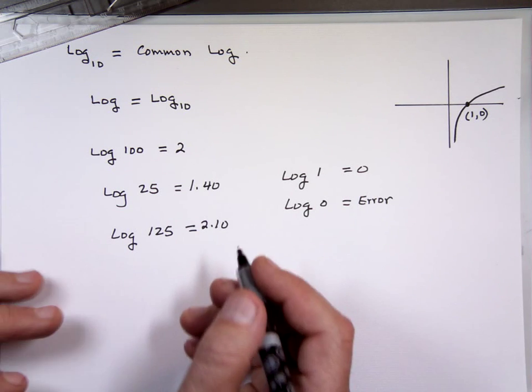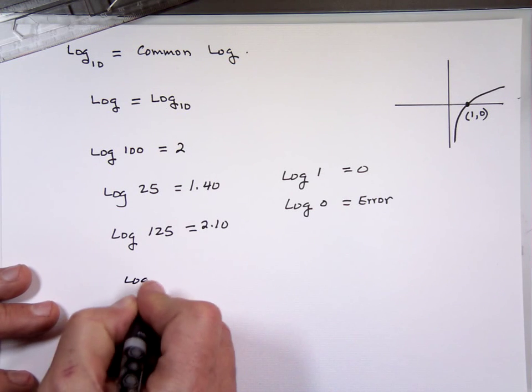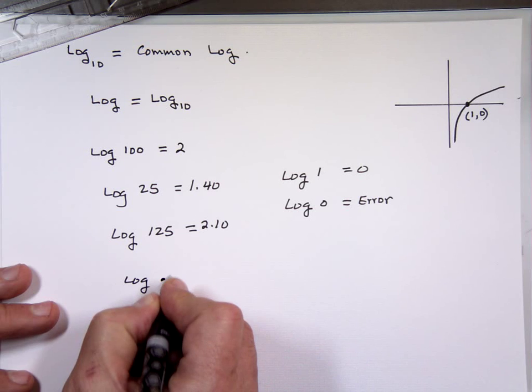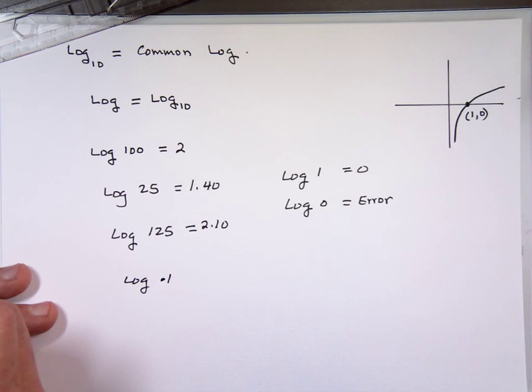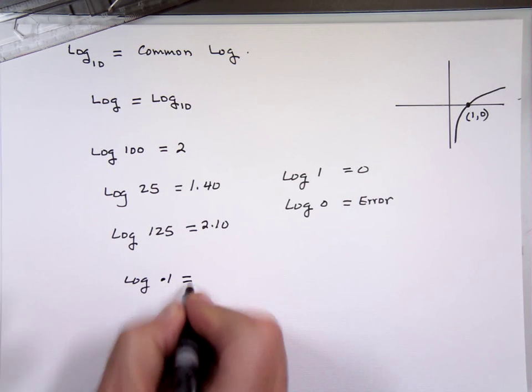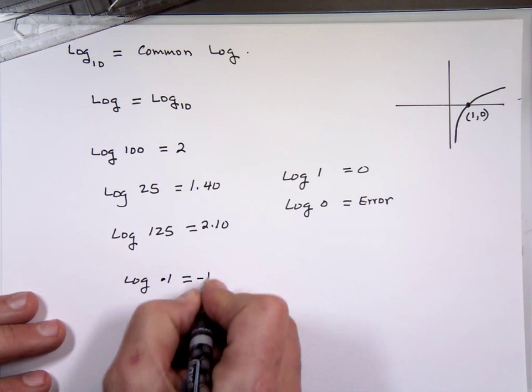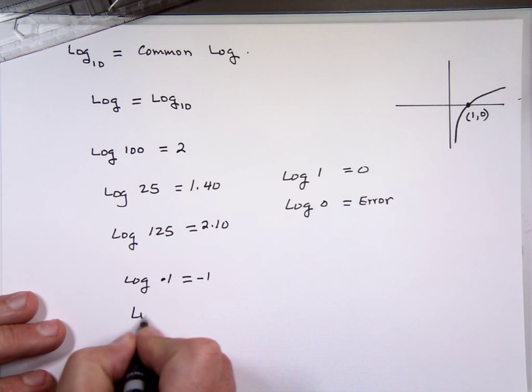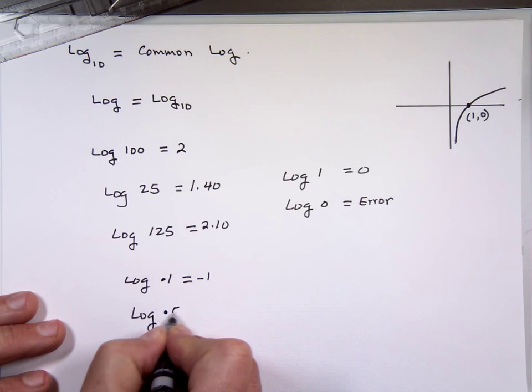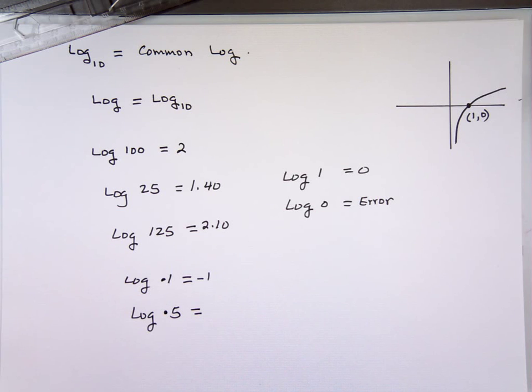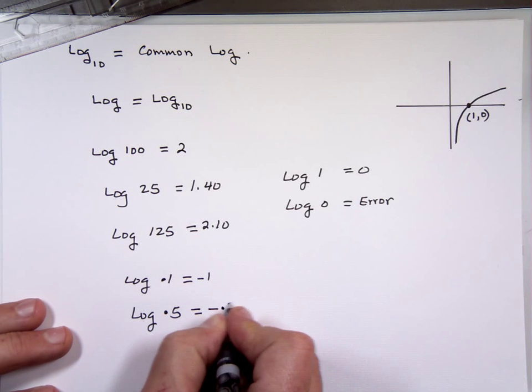So if I pick a number like the log of 0.1, that should be negative 1. What's the log of 0.5? That's less than 1. That's negative 0.301.